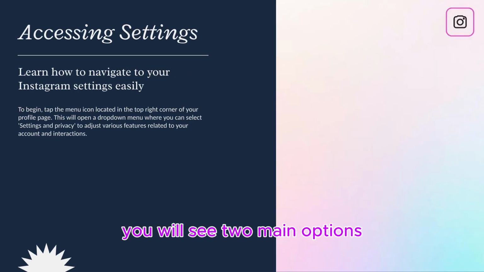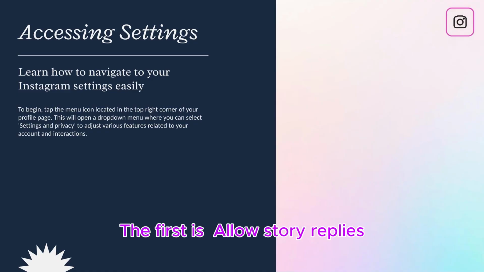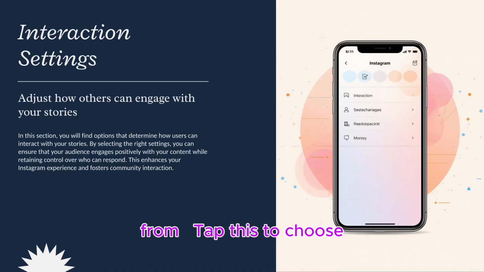Here you will see two main options. The first is Allow Story Replies from. Tap this to choose who can comment. You can select everyone, people you follow, or people you follow and mutual follows.